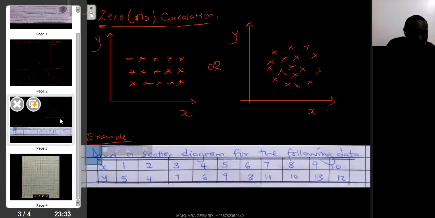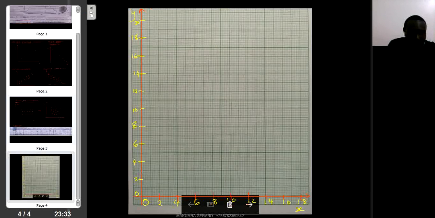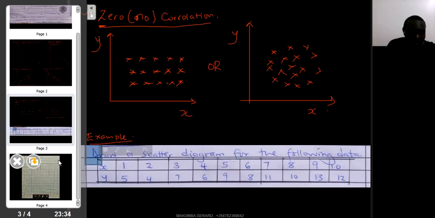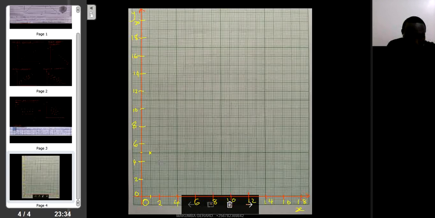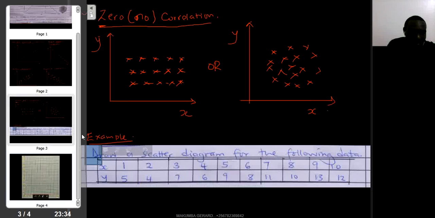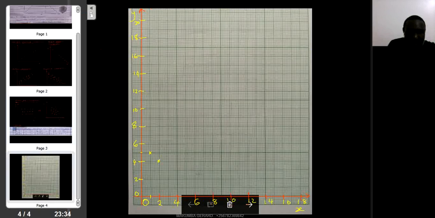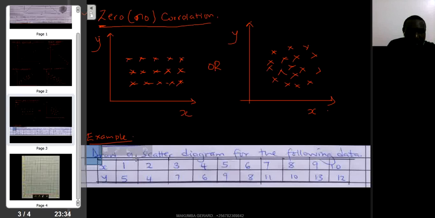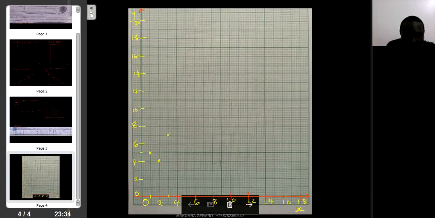From here, the first pair is 1, 5. So we have to plot 1, 5. 1 is here, and 5 is up here. So 1, 5 is a point that is here. The next one is the point 2, 4. You can see that. The next one is the point 3, 7. 3 is here, and 7 is somewhere here. The next point is 4, 6.